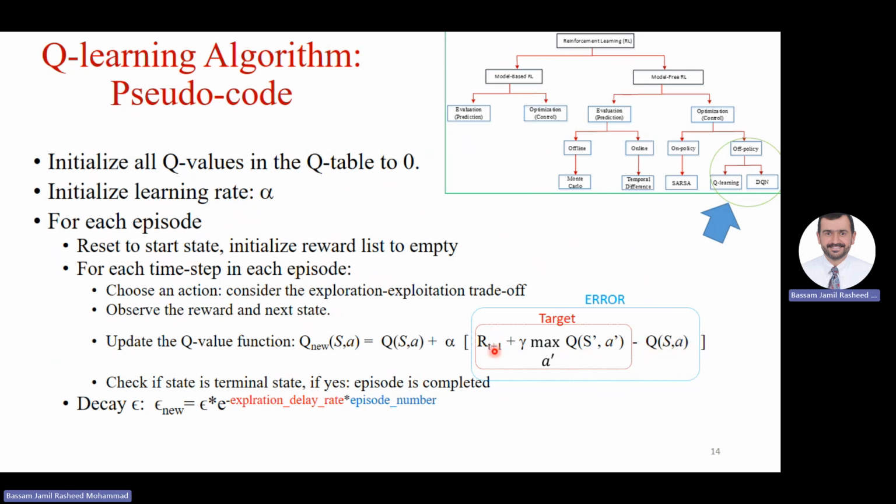And in the target, I will get this reward. Obviously, when I take this action, I get the reward from the environment. And then I take the maximum value of the actions of the destination state. We'll see how this is done in the Q table. Now, if I reach the terminal state, then I'm done with my episode, and I go to another episode. Here we will use decaying epsilon, which is epsilon times e to the exploration decay rate, actually there is a typo here, times the episode number.